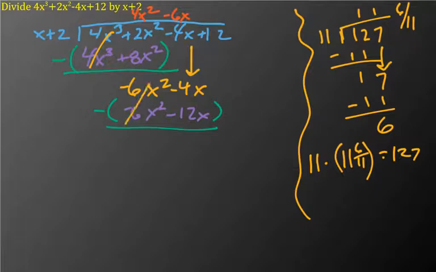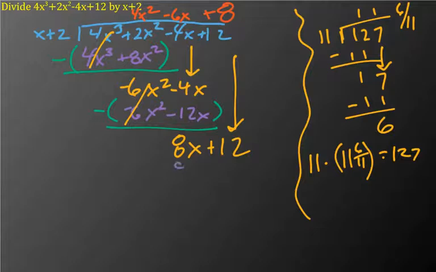And again, these should always go away because we set it up that way. And then negative 4 minus a negative 12 is 8x. And then last, bring down the 12 and do it one more time. So this time, x times 8 is going to be 8x. And then 8 times 2 is 16.